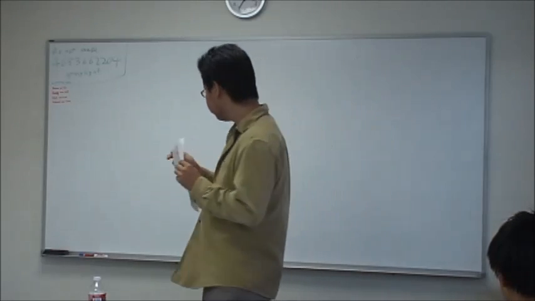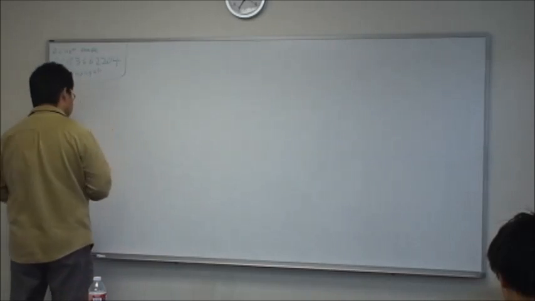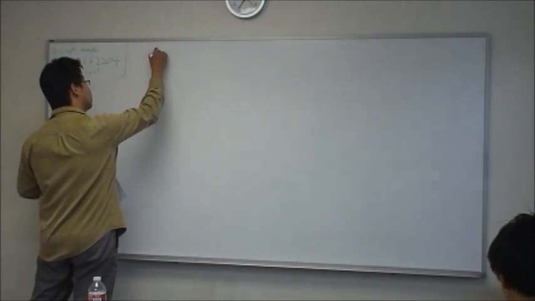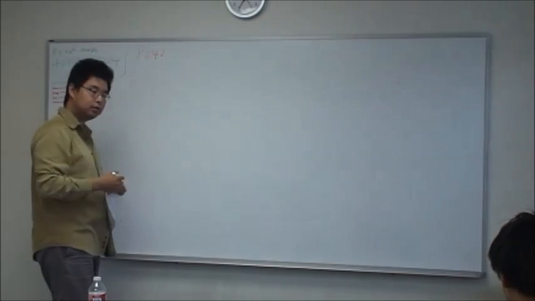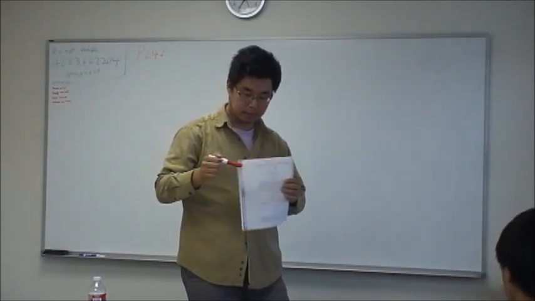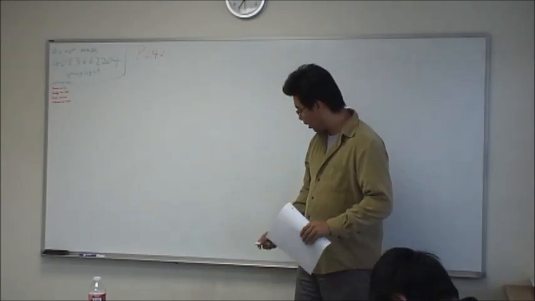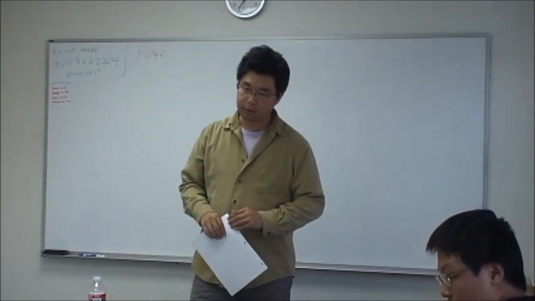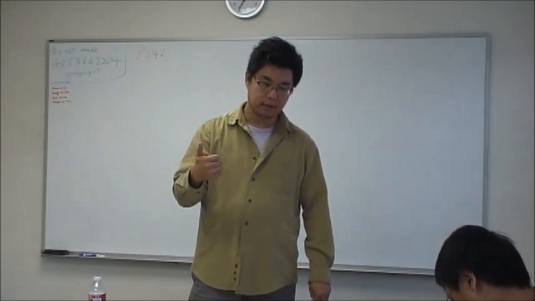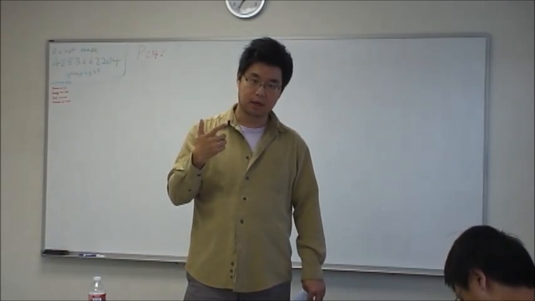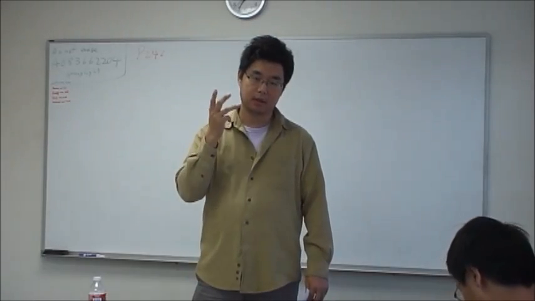From AP, from page 242. Pencil. 242. This is AP Physics B. Basically, today we'll talk about... So last time we talked about the charge. We talked about the E field. We talked about potential, and we talked about the energy.